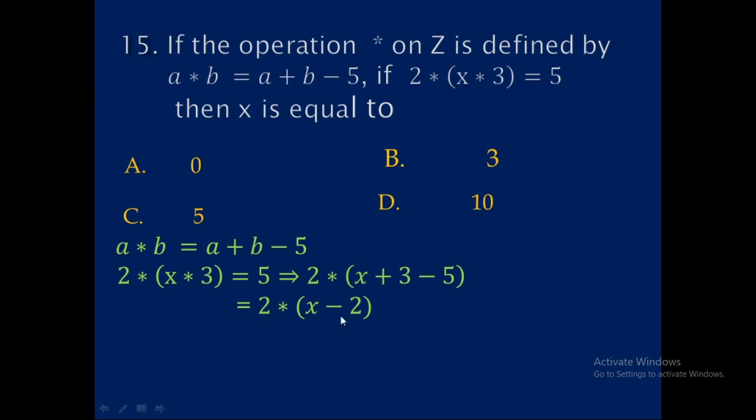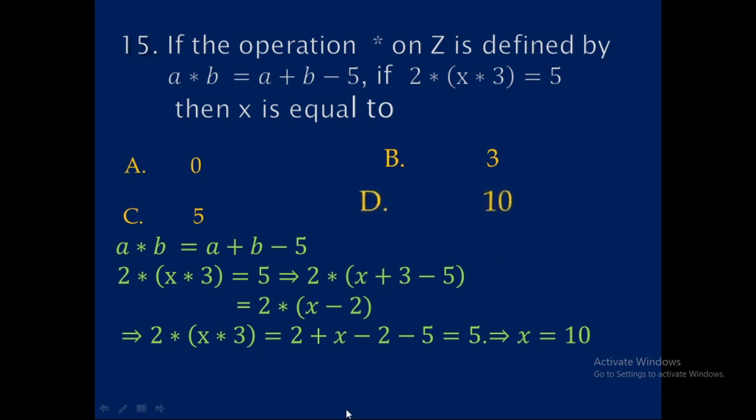Here A star B: first element 2, second element is x minus 2, so 2 plus x minus 2 minus 5. Its value is equal to 5. It implies x is equal to 10. Therefore, the value of x is 10. Option D is the right choice. Therefore, the correct option is option D.